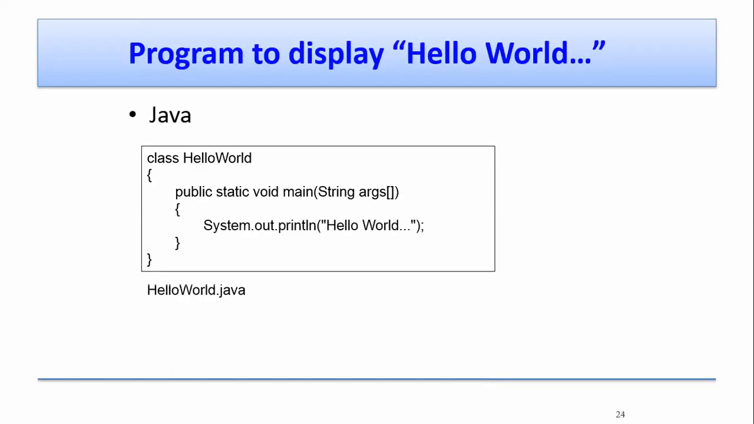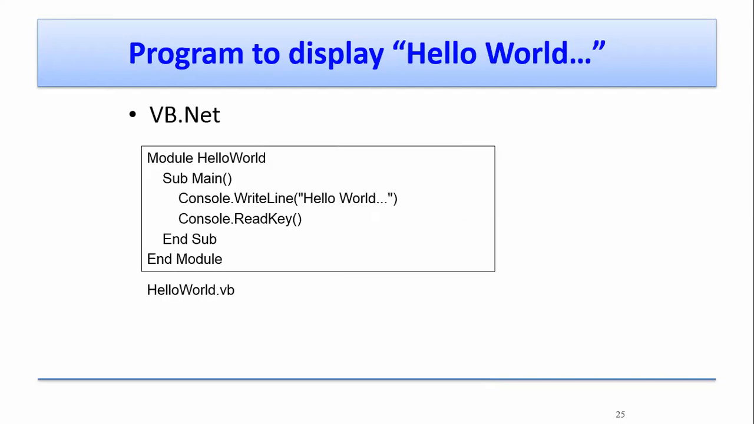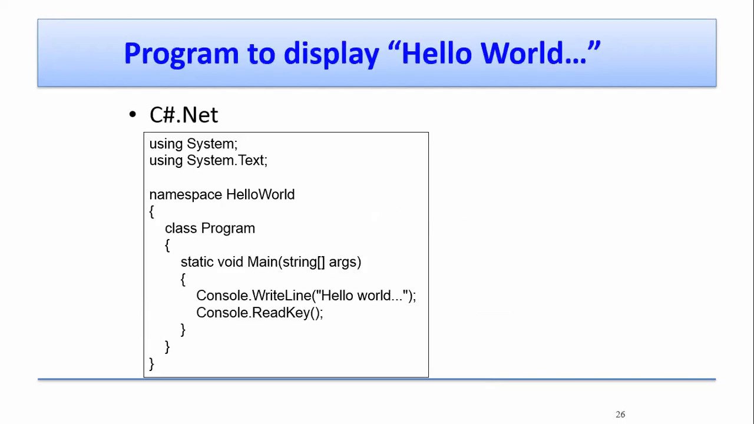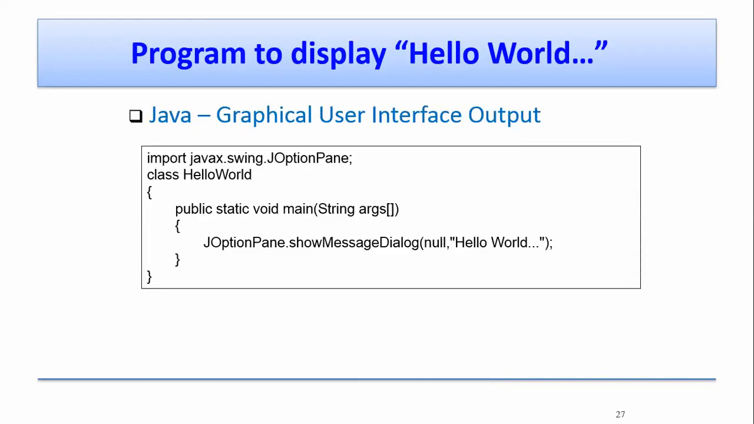So this is the source code in Java. This is the source code in VB.NET, and this is just for your reference. No need to worry about these codes. This is the source code in C#. This is the source code in Java using the GUI.